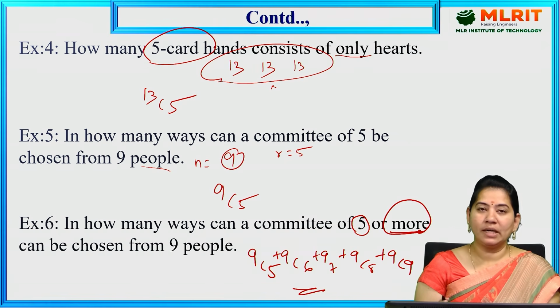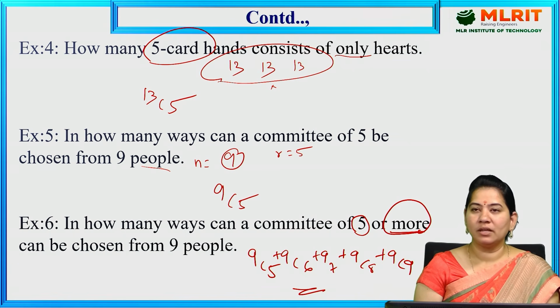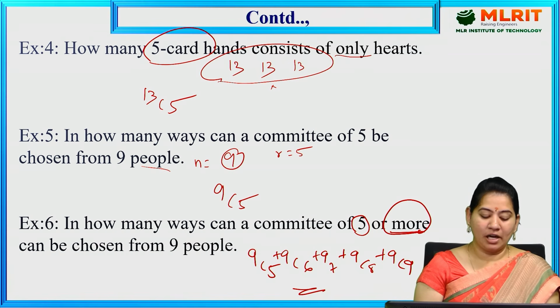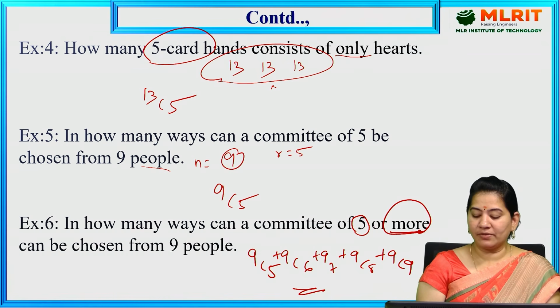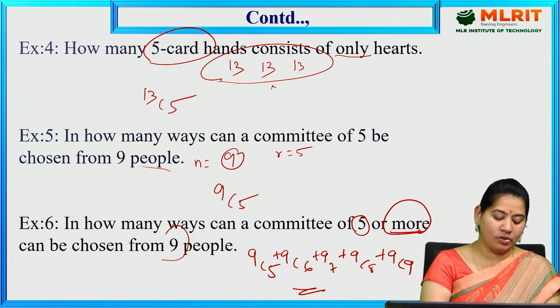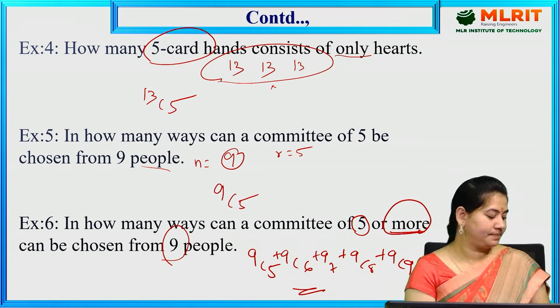So try to understand the question, then only we will be able to answer it. These permutations and combinations are very logical questions. You have to think about which one to consider as the n value and which one as the r value. In how many ways can a committee of 5 or more be chosen? Means 5 or more are there, so that's why you have to add 9C6 up to 9C9, meaning you have to add the possible values.